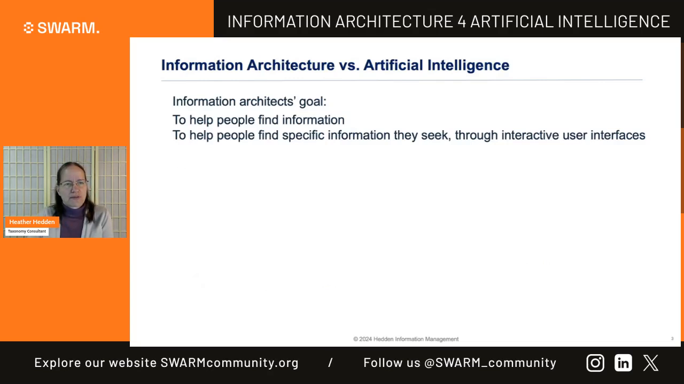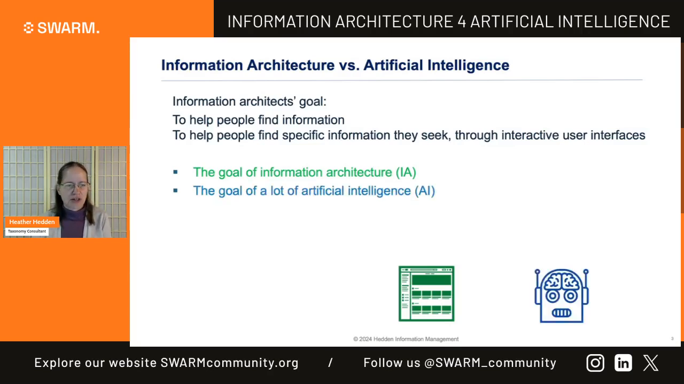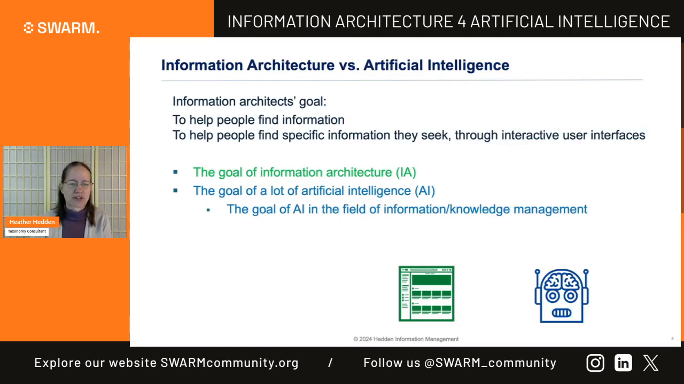Okay, so information architecture versus artificial intelligence. The information architect's goal is to help people find information, and particularly find specific information they seek through interactive user interfaces, although information architecture is broader than that. That's kind of the most common field. And so the goal of information architecture, and it's also the goal of artificial intelligence, or specifically artificial intelligence in the area of information knowledge management.